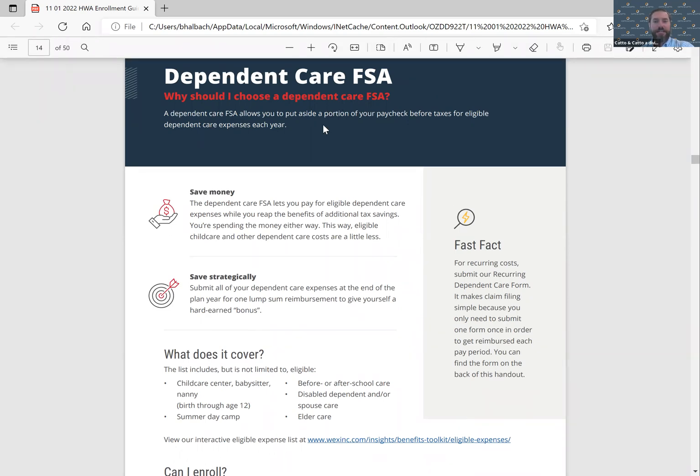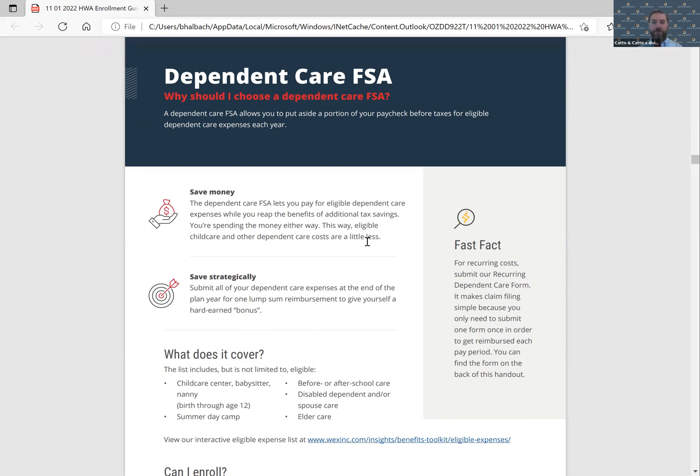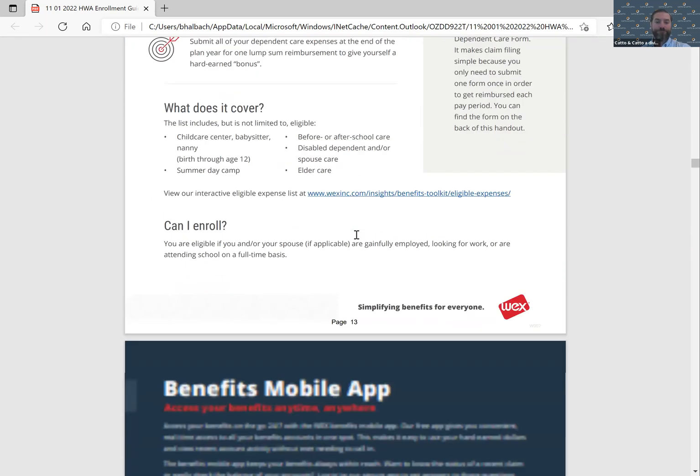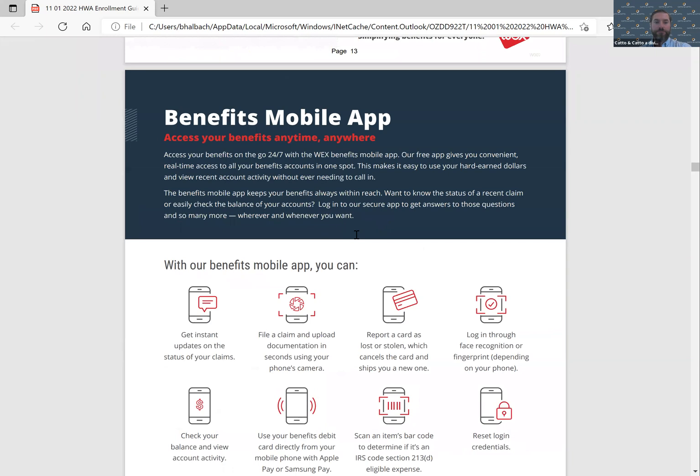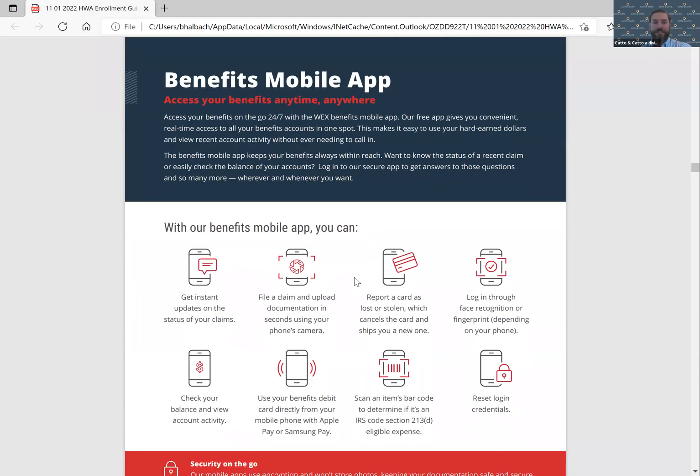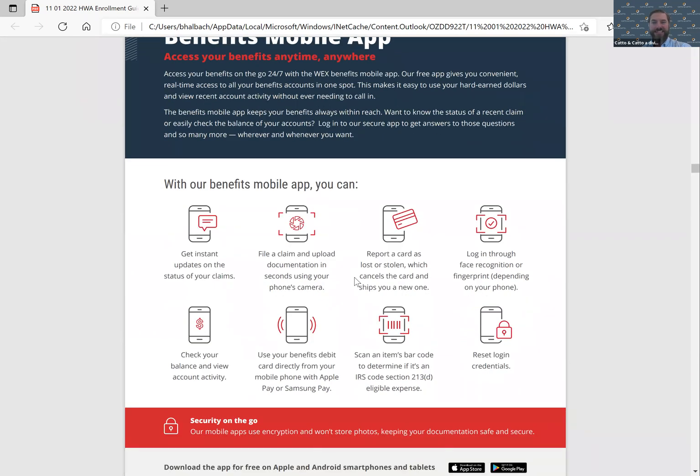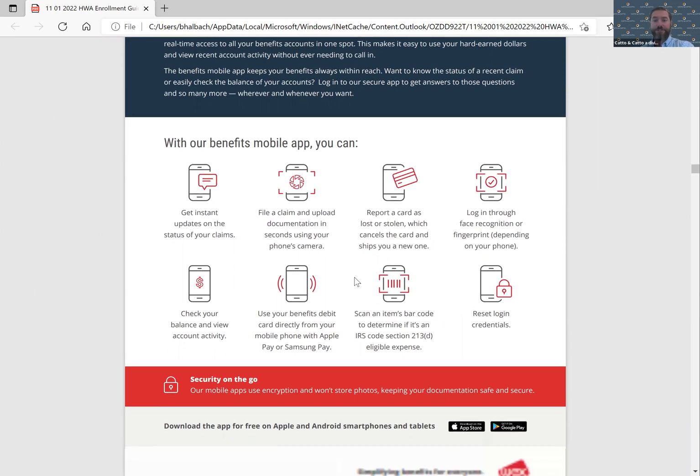Dependent care FSA, just a screenshot to say you can use it to pay for those taking care of your dependents. It does not come out lump sum. Here's a mobile app. WEX has it. You can do it all on your phone. That is kind of helpful because if anybody has done this, it is annoying. It's annoying for me, but you do have to validate that you're using the funds for their intended purposes.